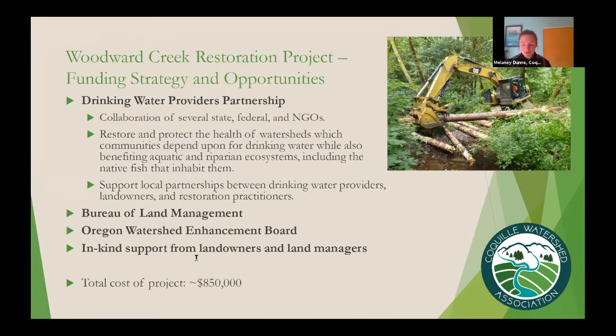As I mentioned, we'll also be implementing additional sediment abatement actions in the watershed in partnership with the landowners and the Bureau of Land Management as well, recontouring the road, as well as looking at installing additional ditch relief culverts in the system. And to fund all this work, we tap into a number of sources of funding.